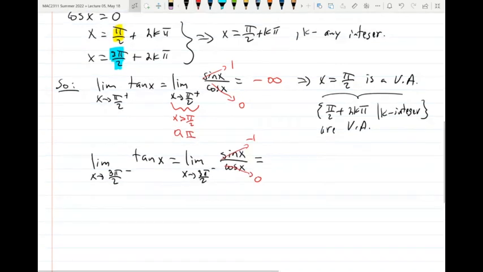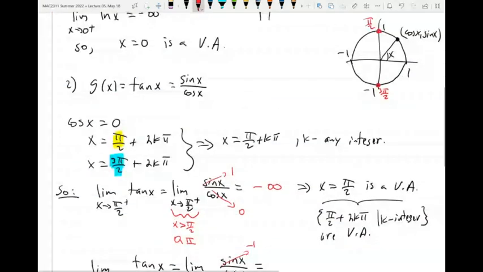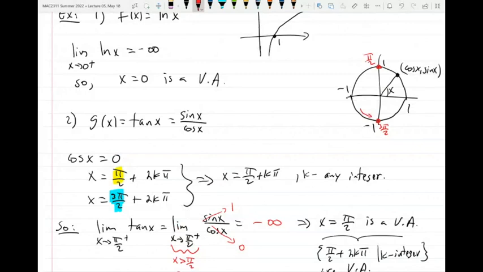It's greater than 3 pi over 2. Greater than? Are you sure? Less than. Remember, you're approaching from the left, right? So it's less than. This means that x is less than 3 pi over 2. What does that mean? What quadrant are we in? This means that x is in quadrant 3. Does everybody understand this? If you look at the picture, that means we're approaching like this to 3 pi over 2.